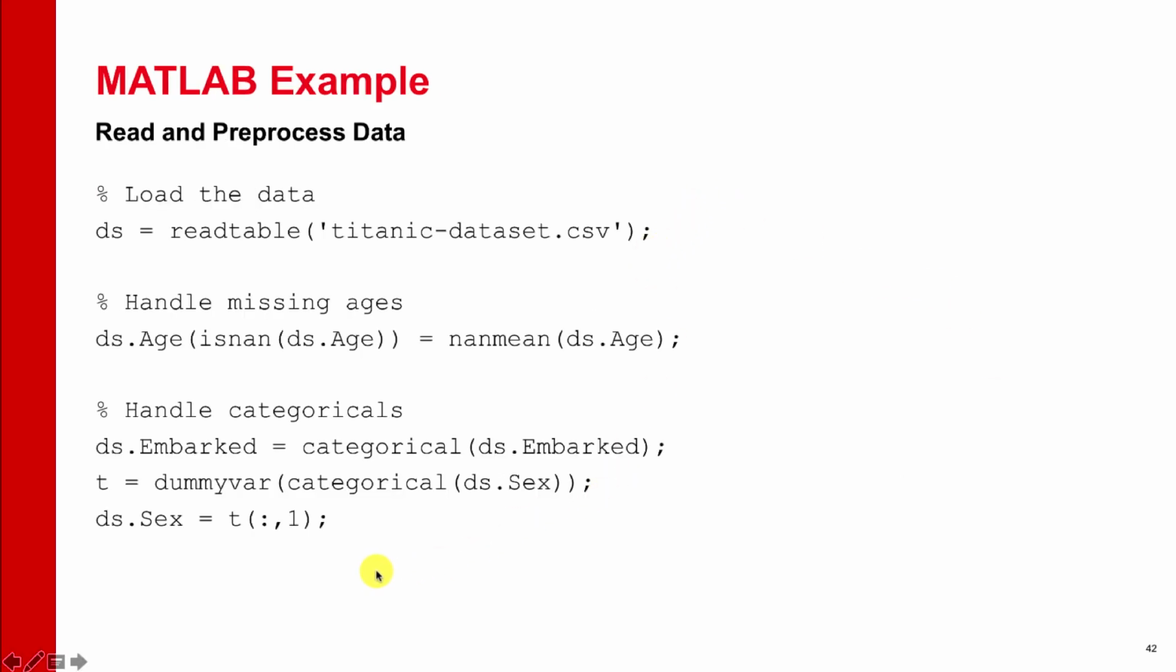Semicolons. Same thing as Julia. If there's no semicolon, it's going to produce output. So I read a table. I set the age where it is not a number to the mean, ignoring not a numbers. That just means ignore not a numbers. I handle my categories. I turn them into a categorical, which is essentially going to result in dummy variables. You see the colon notation here? That means all rows, just like it does in Julia and Python.